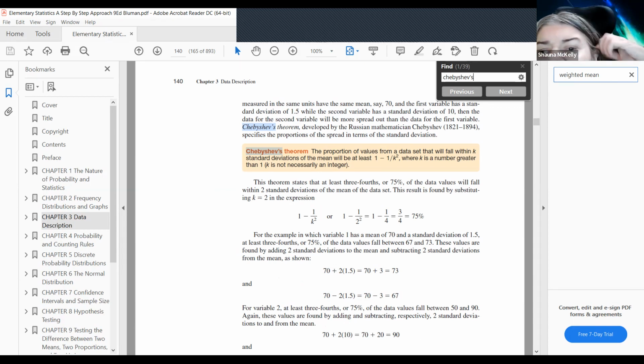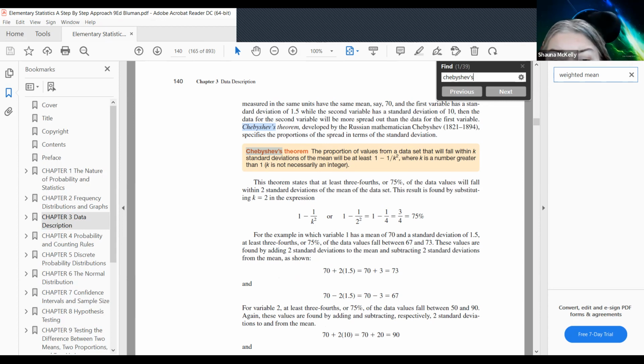Now, here's where, if you need help to see where the 2 came from in my example, they do the math for you here. When K is 2, the percentage is 1 minus 1 over 2 squared, which is 1 minus 1/4, or 75%. Okay, now here's an example.